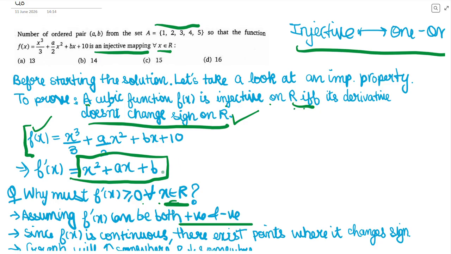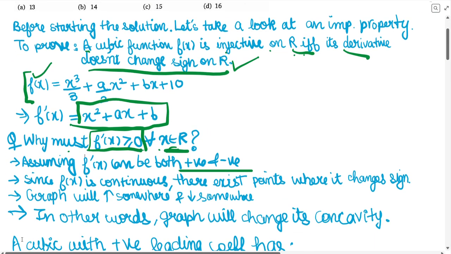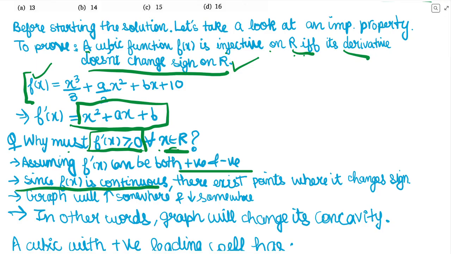So our statement was that its derivative does not change sign, but now we are saying that it must not. Why should it not change its sign, and why must it be greater than or equal to 0 always? To prove this, we are assuming, okay, let's say it can change sign and it can be both positive and negative. Now, let's come to the second point. Since f'(x) is continuous, there exist points where it changes sign. There might exist some points where the function, whatever we are drawing, can change its sign.